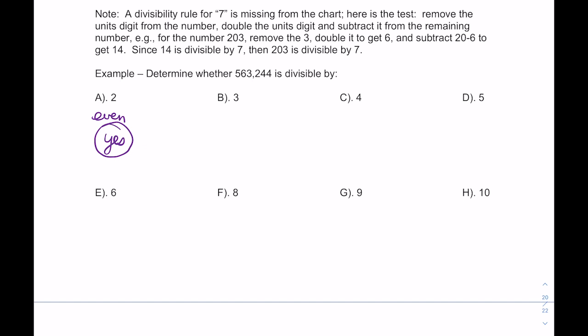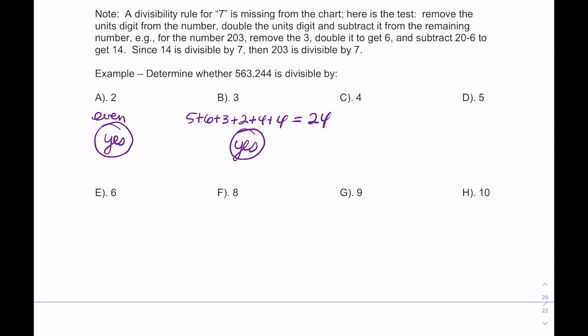To tell if a number is divisible by 3, remember you want to add the digits. And if I add those digits, 5 plus 6 is 11, plus 3 is 14, plus 2 is 16, plus 8 is 24. So this should give me 24. Is 24 divisible by 3? So in other words, can 3 divide into 24 evenly? Yep, a perfect 8 times. So that means yes, it is also divisible by 3.